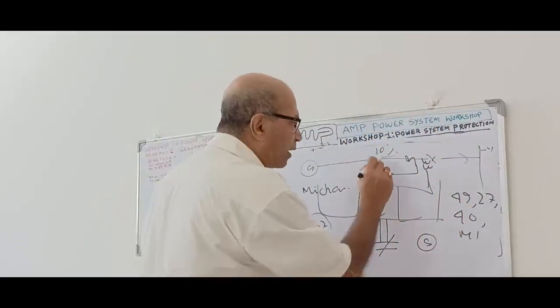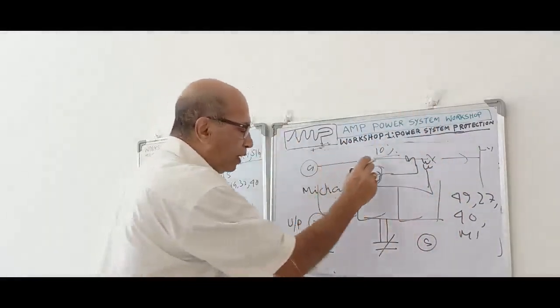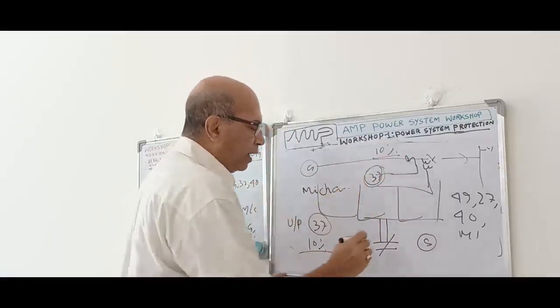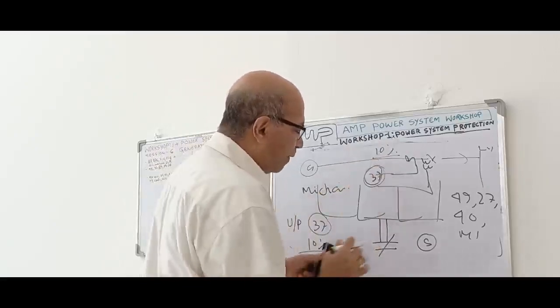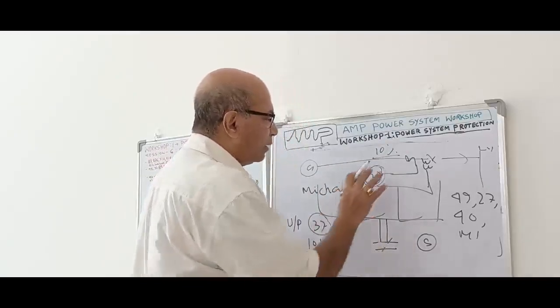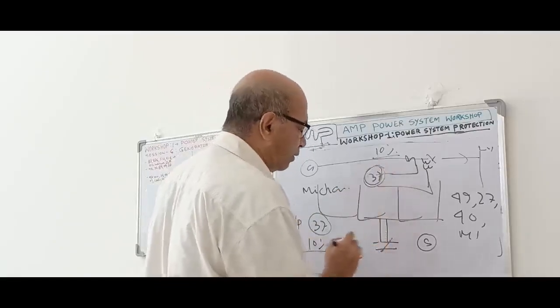When the power comes down to 10%, what will happen? Normally this relay is picked up. The moment it comes to 10%, immediately this relay drops out, and this is a normally NO contact. When the relay is not energized, this is an NC contact.